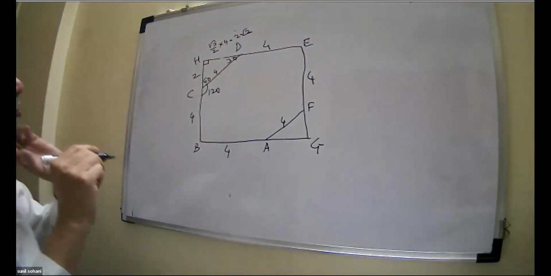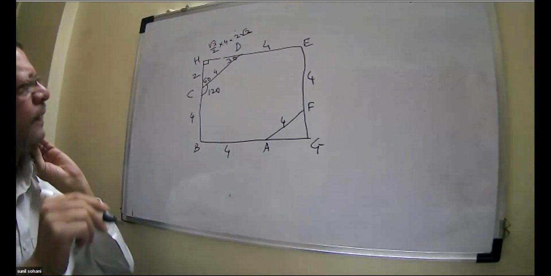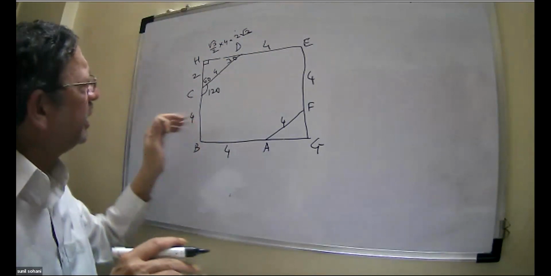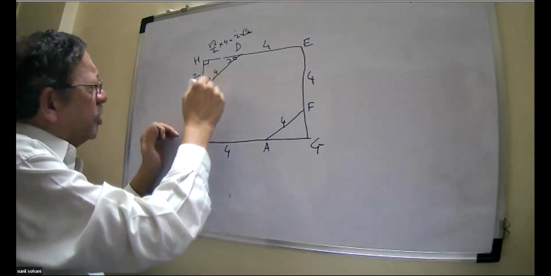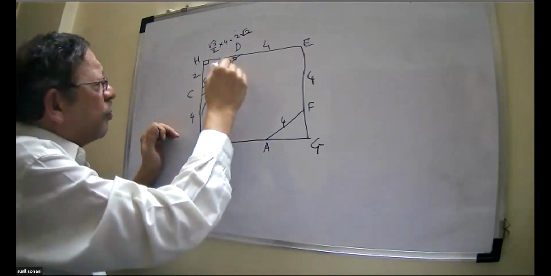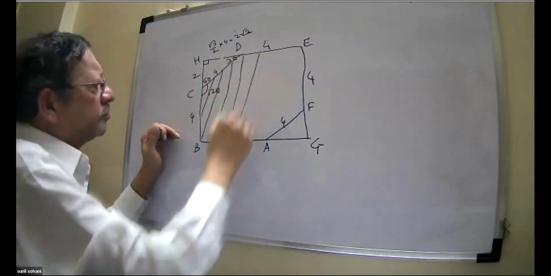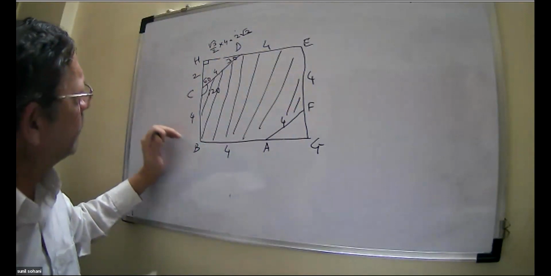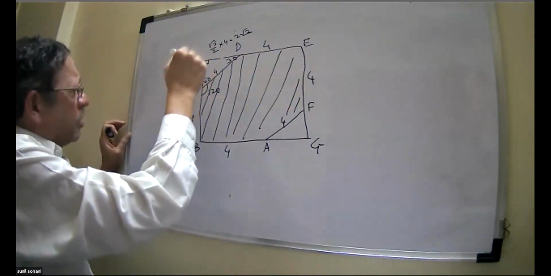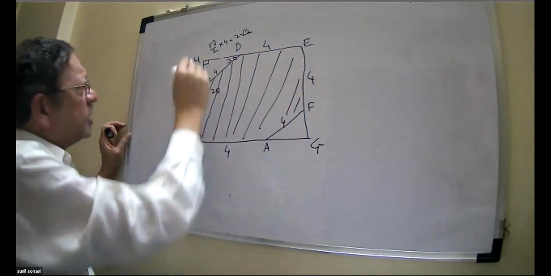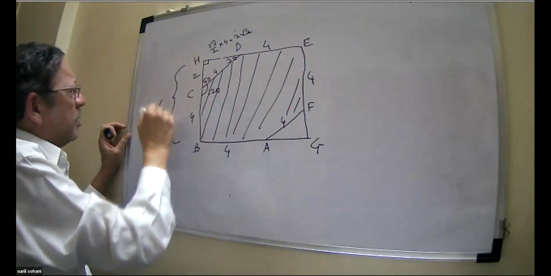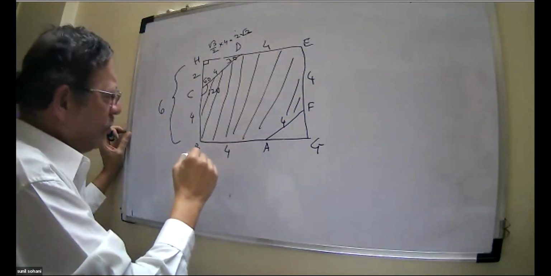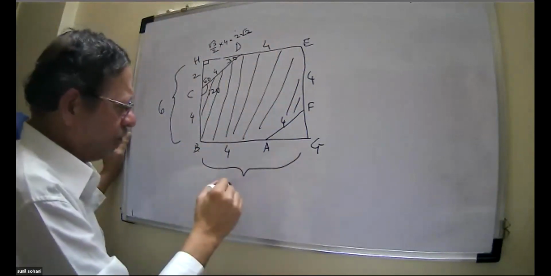So HD side is 2 root 3. And exactly what I am trying to do here is find the area here. Now let me shade it. This is the area the question is demanding. As you can see, distance BH is going to be 6 side, and this is going to be 2 root 3 plus 4. So the same will be down also, 2 root 3 plus 4.